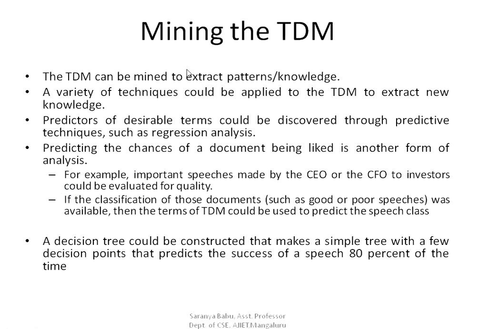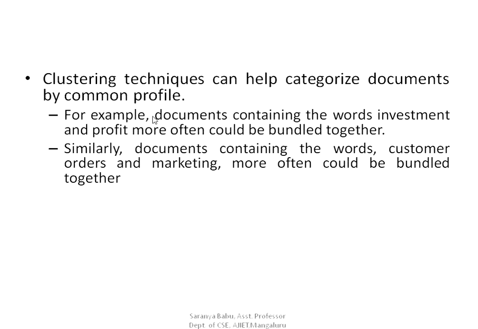In data mining, there are many techniques, right? One is the decision tree. So that is what they are telling. We can make use of a decision tree that will make a simple tree with few decision points and predict the success of a speech 80% of the time. Next is the clustering technique you can use. It can help categorize the documents. What is clustering? To categorize, right? Similar documents will be categorized. So for example, documents containing the words investment and profit could be bundled together. Similarly, documents containing the words customer orders, marketing, can be bundled together separately because that comes under the marketing category. This comes under the investment category or something like that. Understood? So you can make use of clustering techniques so that it will help in categorizing the documents by their common profile.